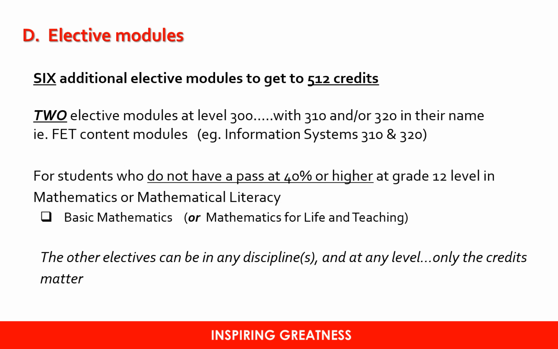And please, if you've got below 30%, then you really have to have done basic maths or Maths for Life and Teaching. If you haven't, then you will not graduate. Okay. If your mark was in the 30s, then we might negotiate with the math department whether they will accept that. But in general, if your mark was below 40% in grade 12, then you must have completed either basic math or possibly Math for Life and Teaching somewhere within your qualification in order to graduate.